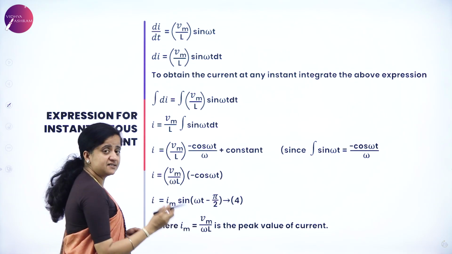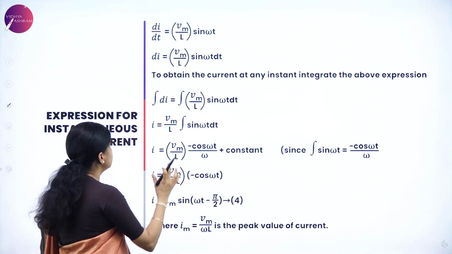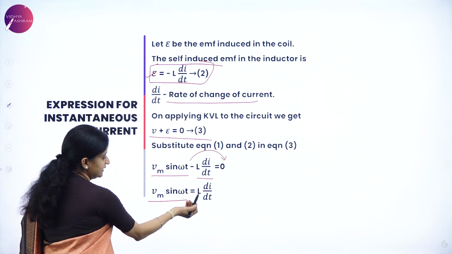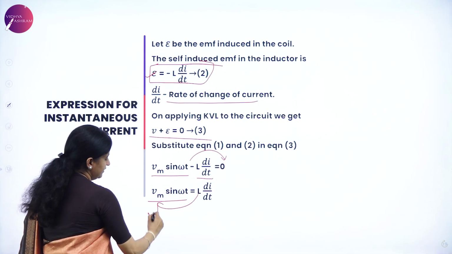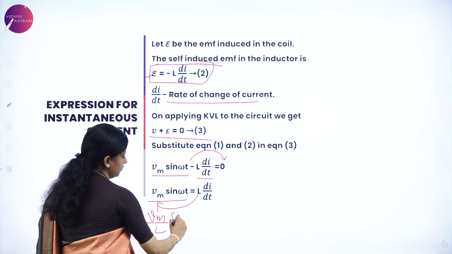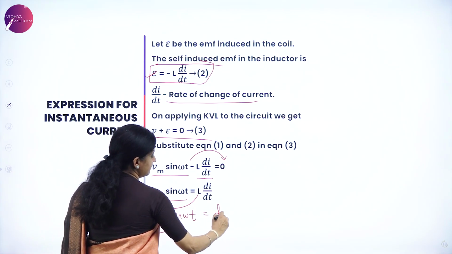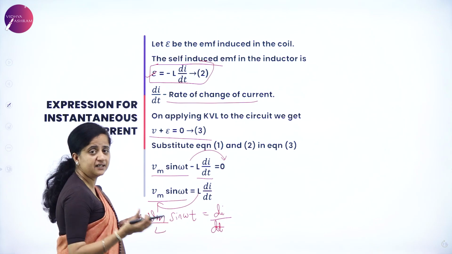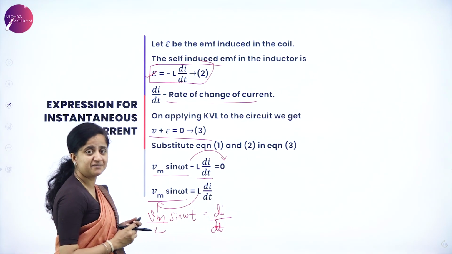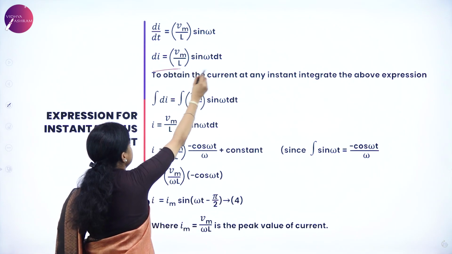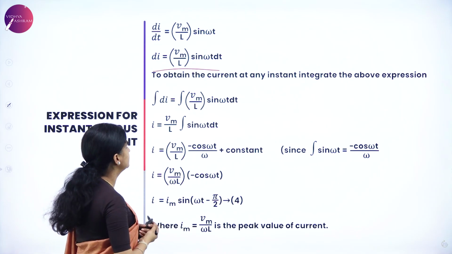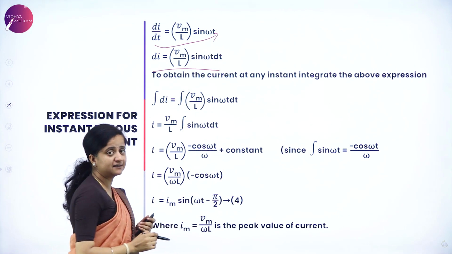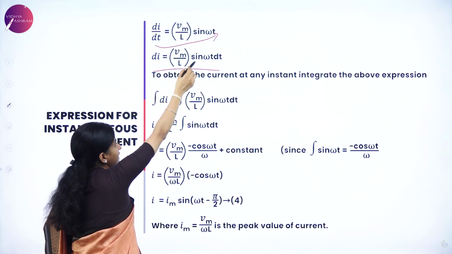Now we need the term current. That's why we are retaining the term di by dt on the LHS and bringing all the other terms to the other side. So what do we get? Bringing this term to one side, we get Vm divided by L sin omega t, which is equal to di by dt, which is nothing but the rate of change of current. By integrating this, we will get the total current. So we get di is equal to Vm divided by L into sin omega t dt, because multiplying dt to the other side, we get di is equal to Vm by L into sin omega t dt.